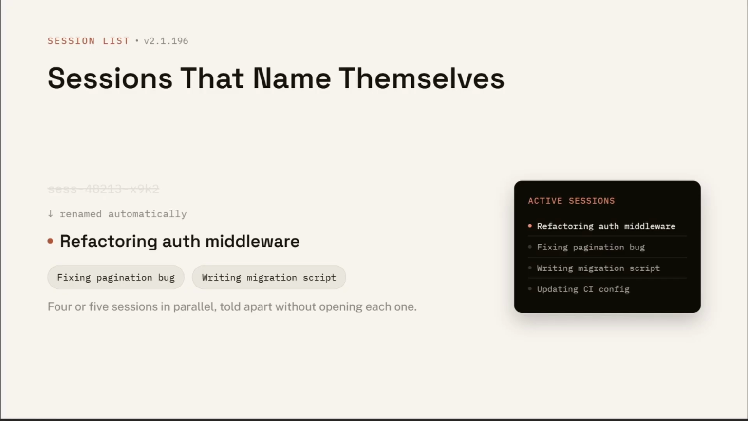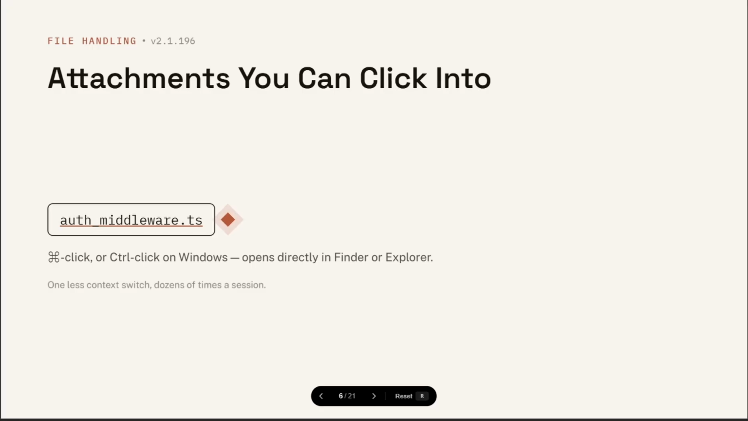Then, file attachments. Paste or attach a file into a Claude Code chat, and the reference used to sit there as plain text. Now it's clickable. Command click, or control click on Windows, and it opens directly in Finder or Explorer. Small, but it removes a context switch that used to happen dozens of times a session.